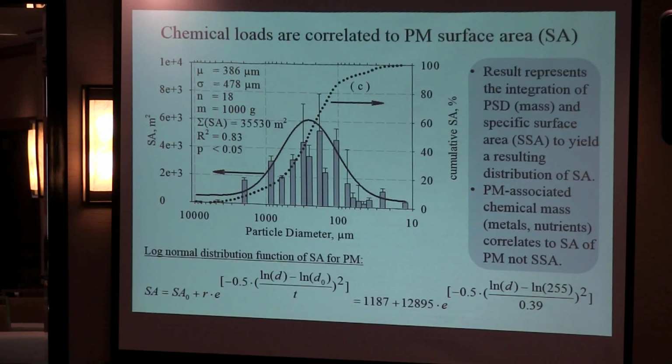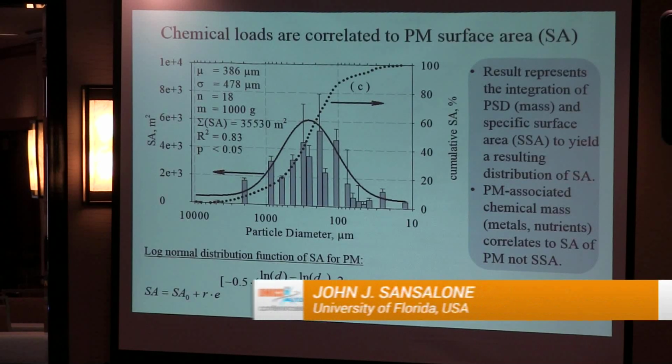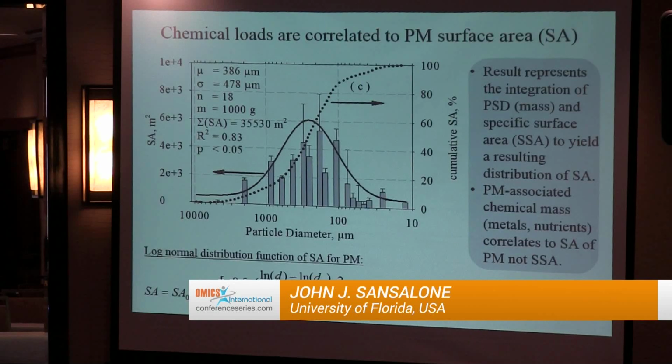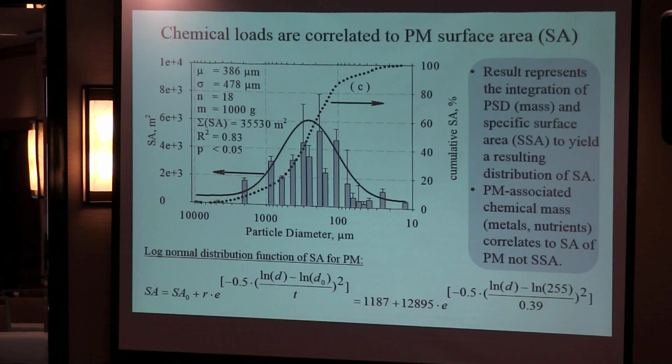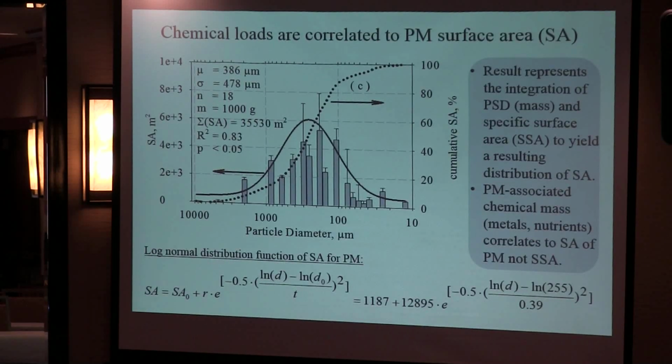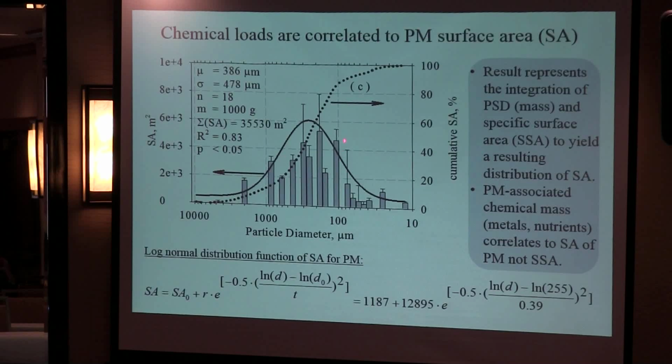Now, the common perception is that it is the finer fraction of particles that contain most of the pollutant mass. This is incorrect. It is the mid-sized coarser fractions that contain most of the pollutant mass. Why? The reason is simple. Because the total surface area, not the specific surface area, the total surface area associated with these mid-range to coarse particles is the highest. There is more surface to put chemicals onto.